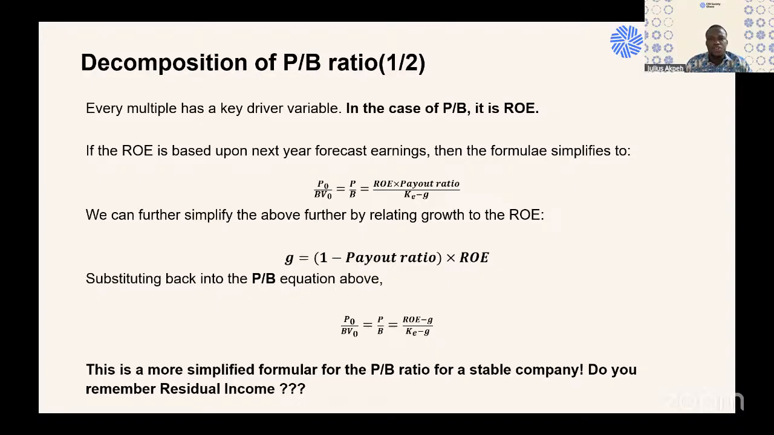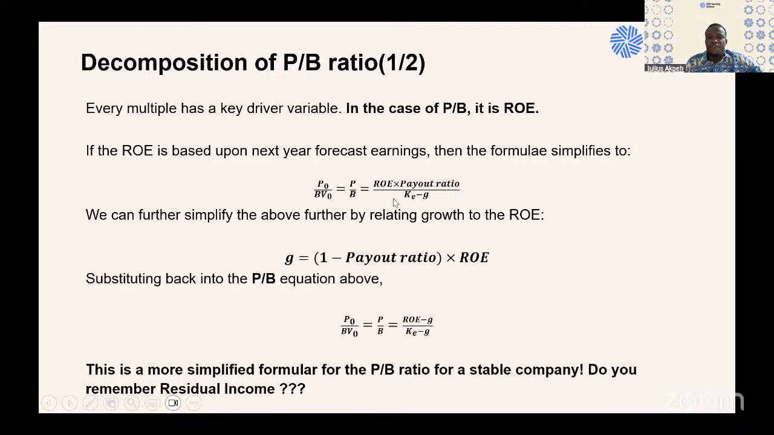We can actually make, let's say, ROE the subject of this equation here, and then substitute it here. In other words, we are going to substitute G divided by 1 minus payout. Okay, G divided by 1 minus payout. What we want to do here is make sure the payout ratio vanishes from the formula.